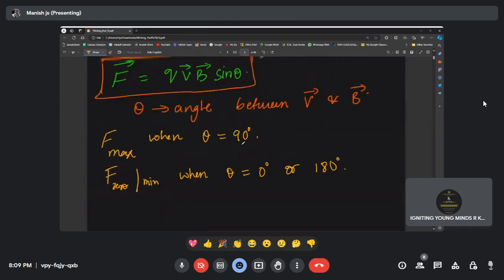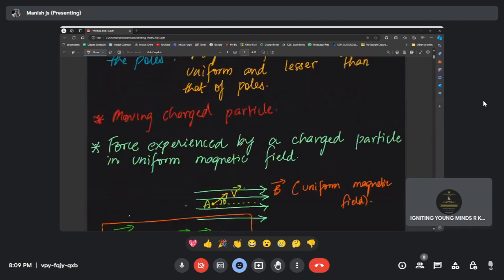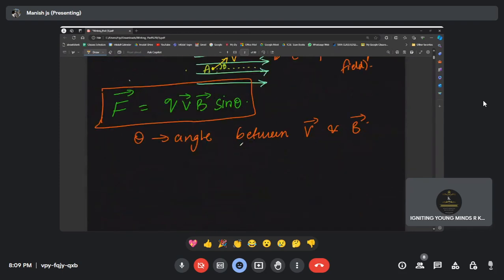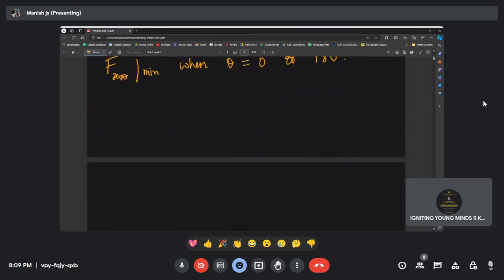Okay, so this is the next particular concept that we have learned: force experienced by a particle in a uniform magnetic field. Now we'll move on to the next part. Next, we are going to see something called Lorentz force. Okay, we'll see what is Lorentz force. It's very similar to the force we have learned right now. So what is Lorentz force?